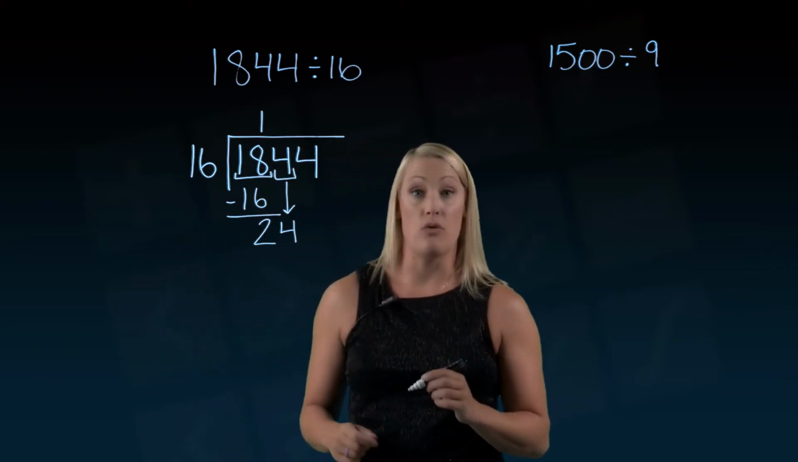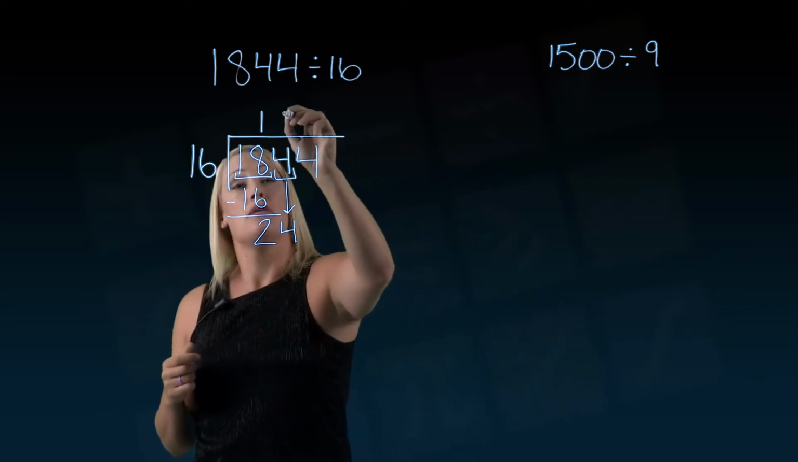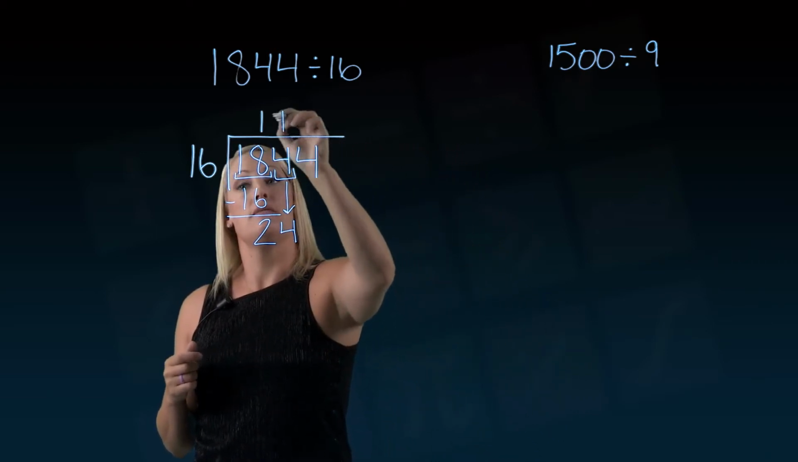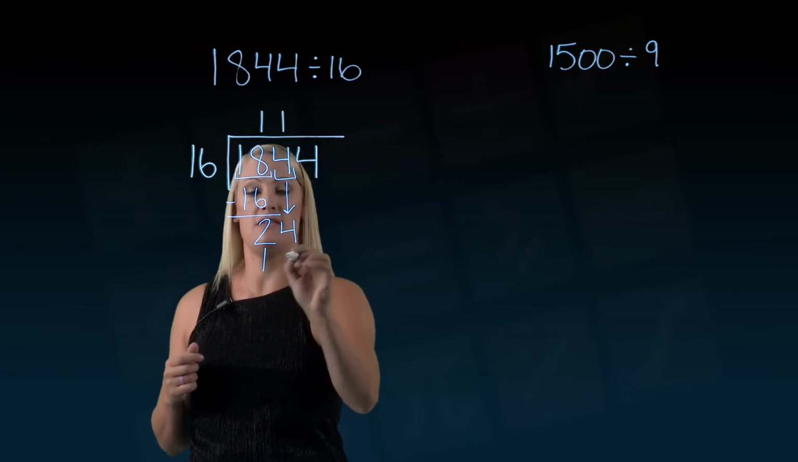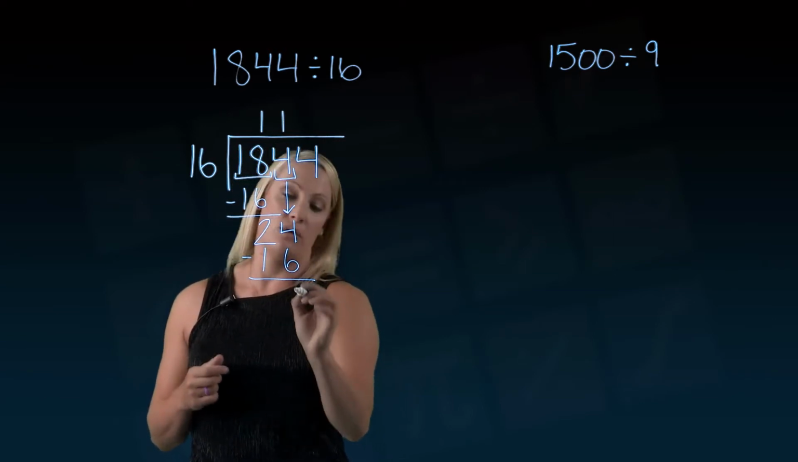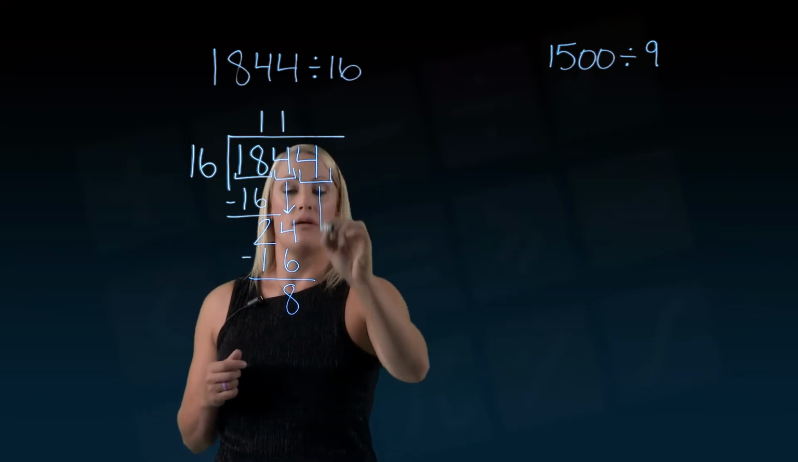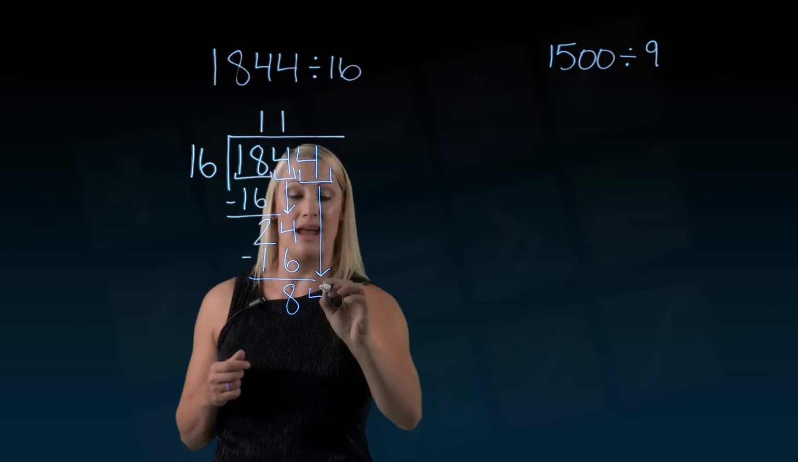16 into 24. And 16 goes into 24, again, only 1 time. I'm going to put a 1 up there again. 1 times 16, again, is 16. And 24, take away 16, is 8. I'm going to drop the next 4 down. So now I've got 84.